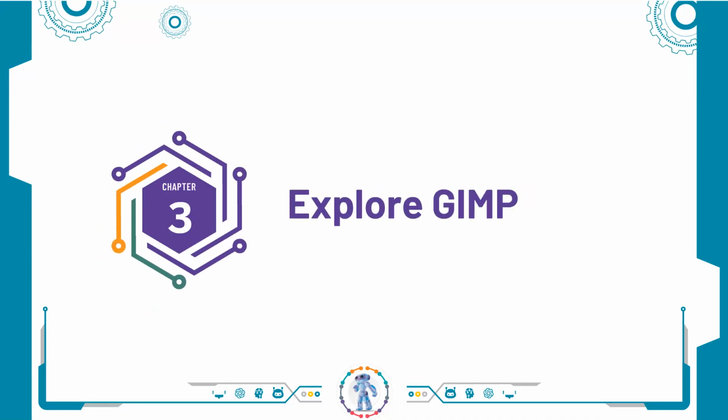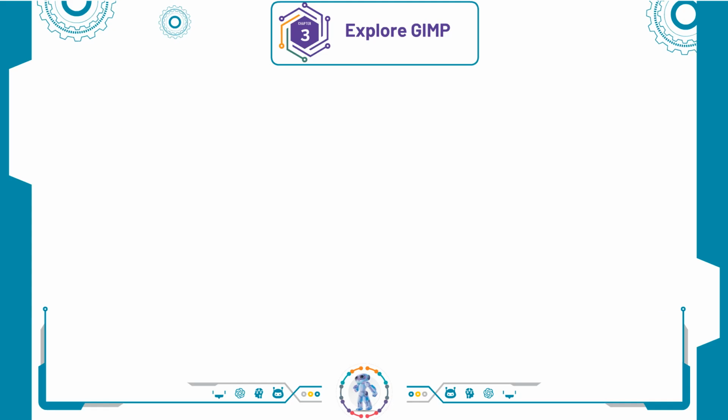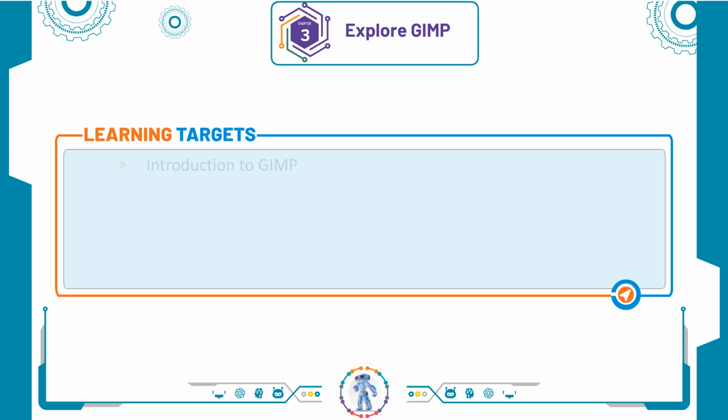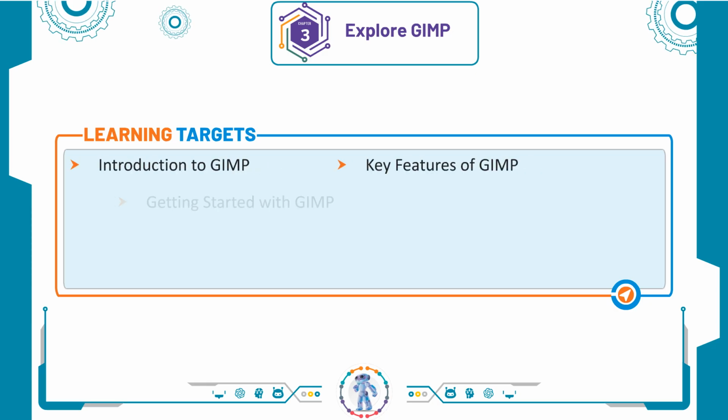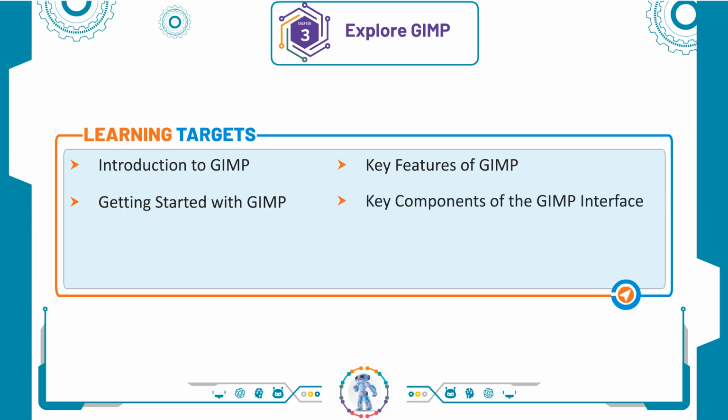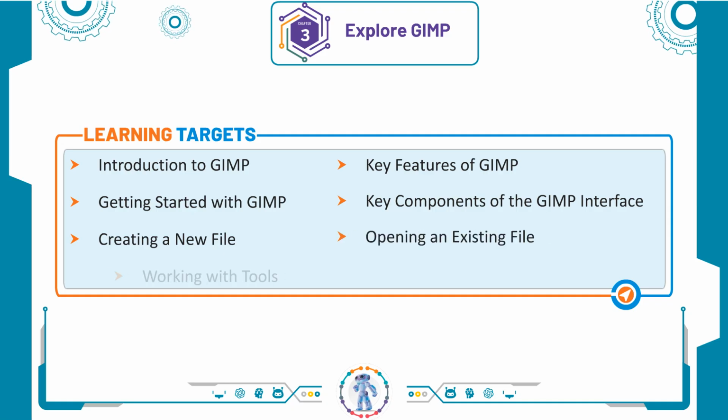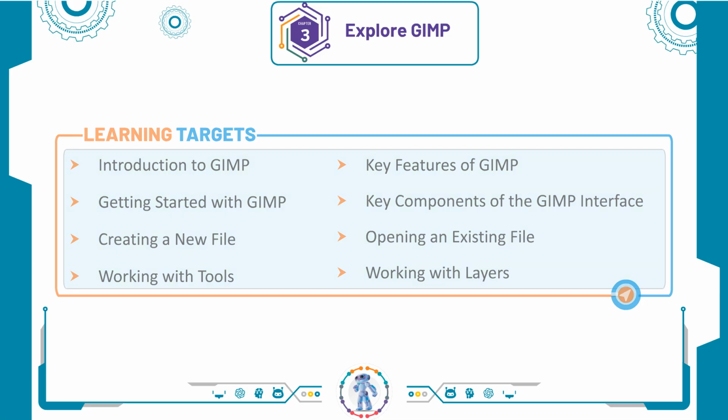Chapter 3. Explore GIMP. Learning Targets. Introduction to GIMP. Key features of GIMP. Getting started with GIMP. Key components of the GIMP interface. Creating a new file. Opening an existing file. Working with tools. Working with layers.